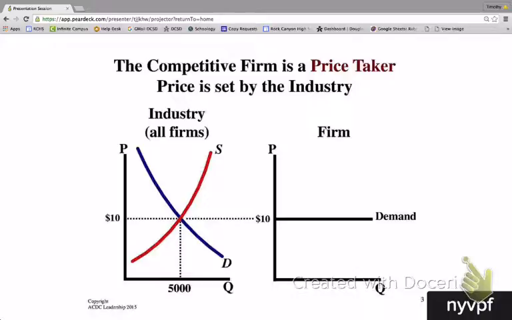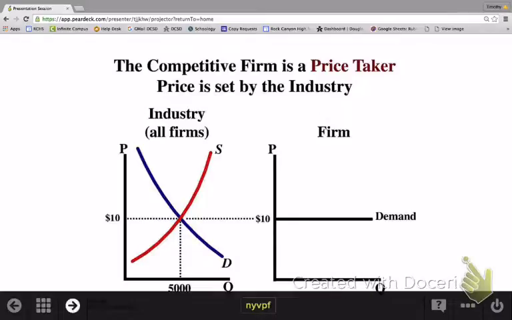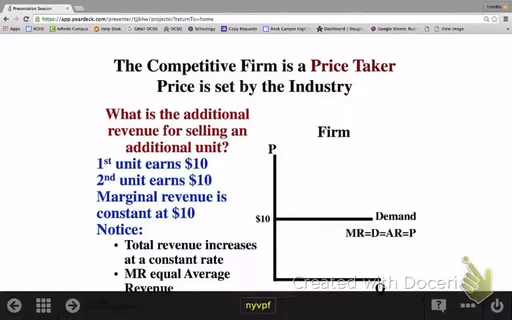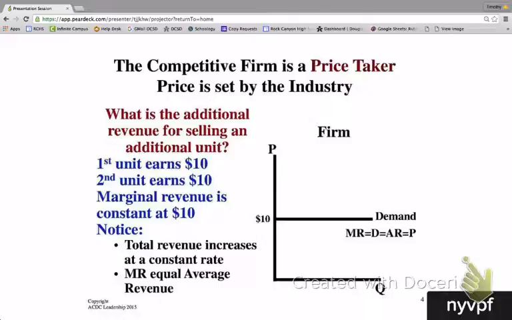They have no reason to charge a price above $10. They won't do that because they would sell nothing, as we said. And they have no reason to charge a price below $10 because they would lose profit. So they will always charge a price of $10, and they can sell any quantity they want at that price. So the perfectly competitive firm is a price taker, and it's set by the industry.